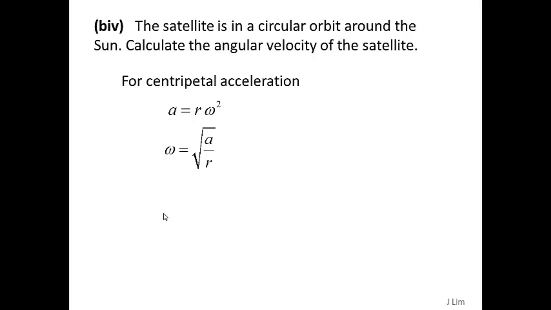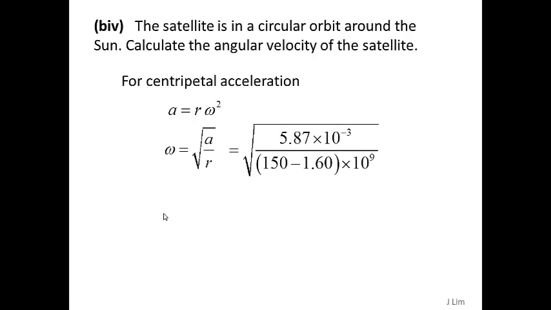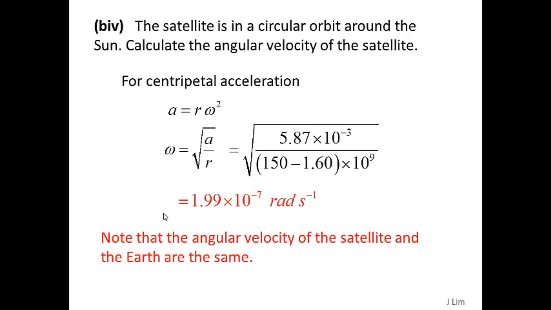The satellite is in a circular orbit around the Sun. Calculate the angular velocity of the satellite. So for centripetal acceleration, a is equal to r omega squared. So omega equals square root of a over r. Substituting values, we get omega is 1.99 times 10 to the power minus 7 radian per second, and this is the same as the Earth's angular velocity around the Sun.